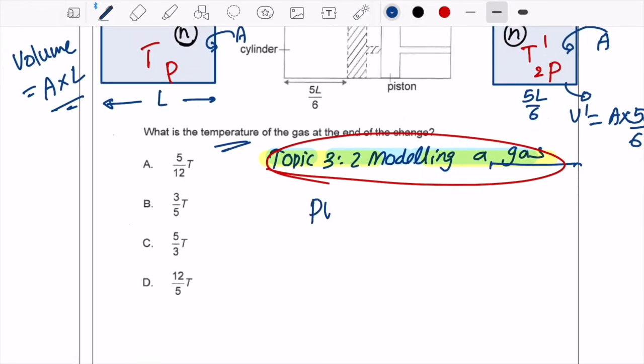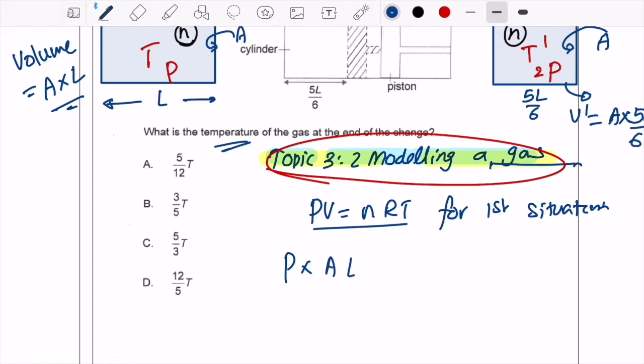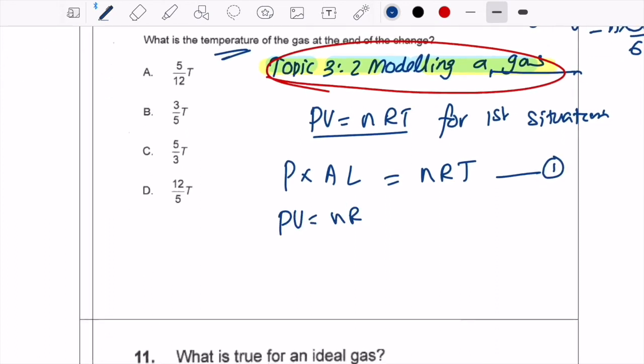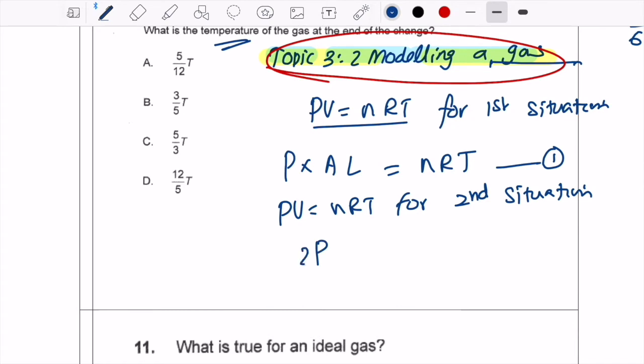Let's write PV equals nRT for the first situation. So pressure P, volume A times L equals nRT. This is the first equation, okay? PV equals nRT for the second situation. Still it follows the ideal gas equation, right? Pressure 2P, volume A times, now it is 5L over 6. Do you remember? Equals nRT dash. This is the second one.